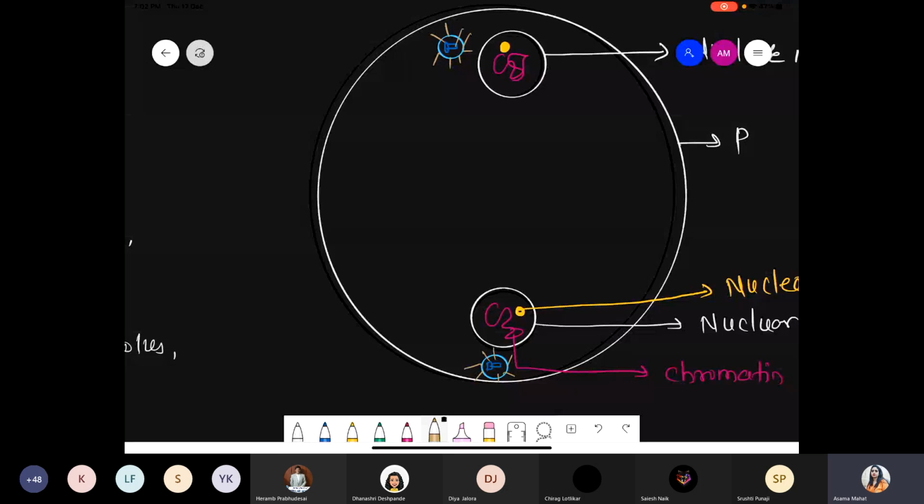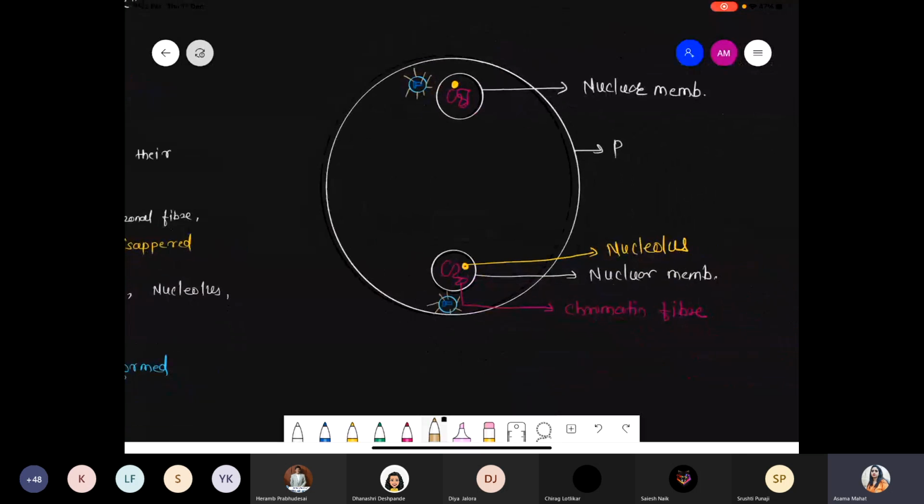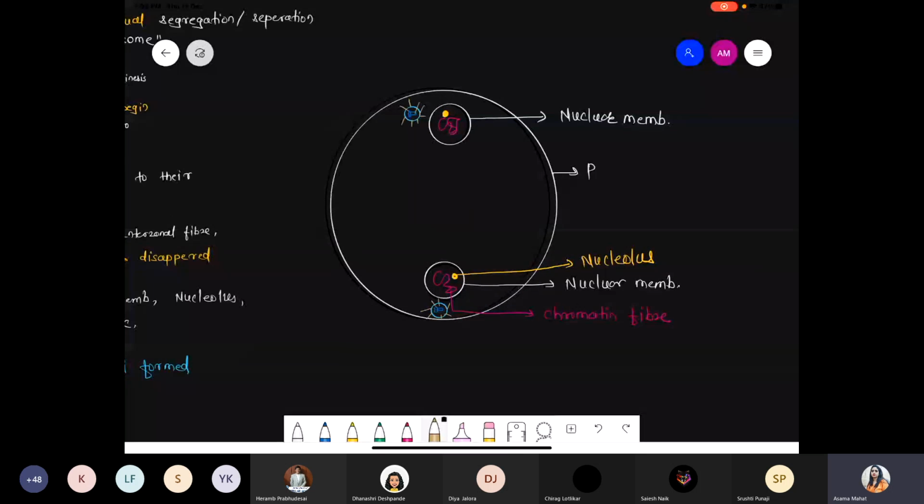So these are the two poles. Obviously we are talking about one cell having the common cytoplasm, but within the common cytoplasm there is a formation of two nuclei, and whatever entire structure has formed, this structure we simply call the daughter nuclei. One daughter nucleus, and this is the other daughter nucleus.